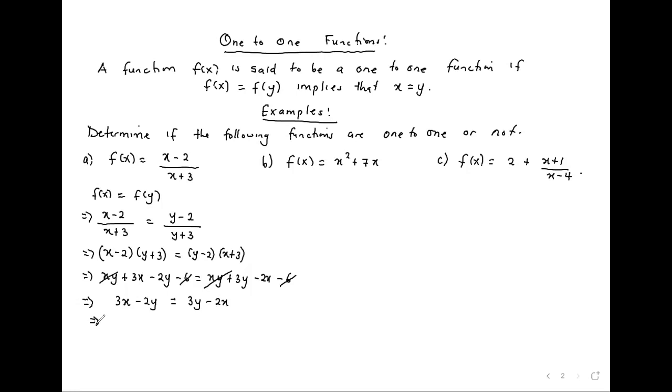So put the x values together. 3x plus 2x is equal to 3y plus 2y. That is 5x is equal to 5y, divided by 5 on both sides. This will imply that x is equal to y, and the definition says so, that if you manage to get there, then f of x is a one-to-one function.